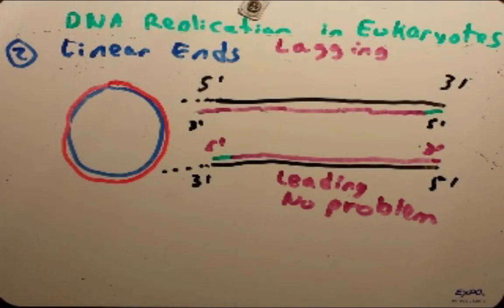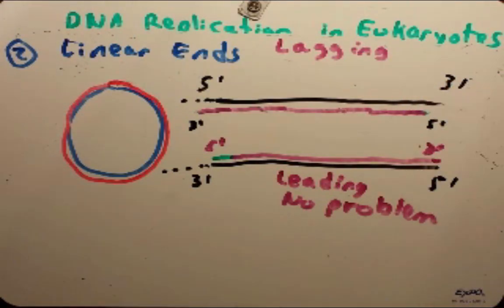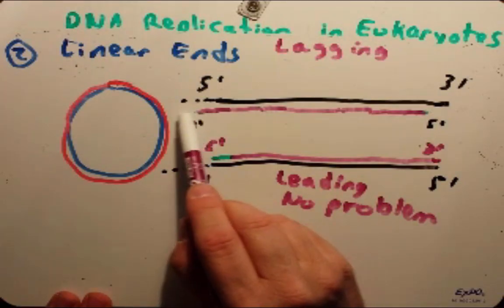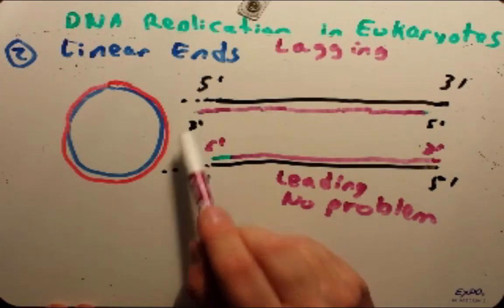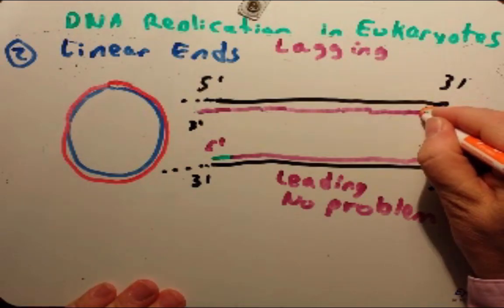So what's going to happen now is that primer is going to be removed. The reason we can add DNA to here and keep moving this direction is because we have that 3' hydroxyl group that DNA polymerase requires. Right now what we have here is this gap here.